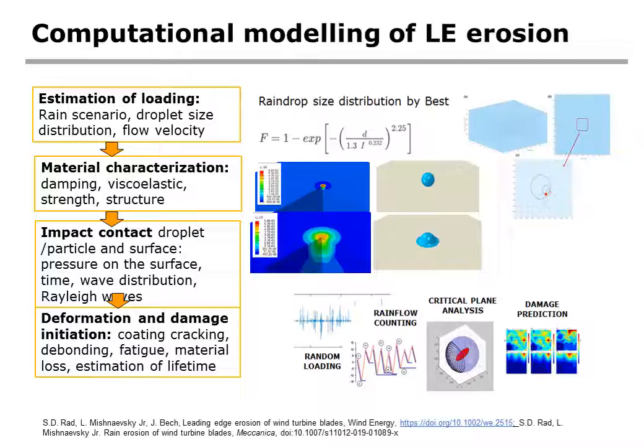The effect of the droplet impact speed was investigated. It was observed that peak stress in the coating increases with increasing impact speed. An increase in the droplet velocity from 50 to 100 meters per second leads to 3 times higher peak stress.